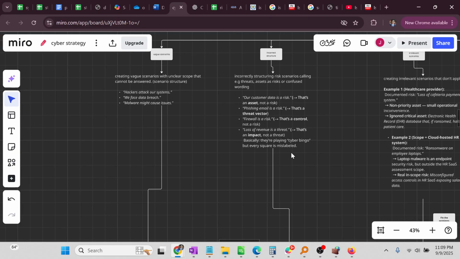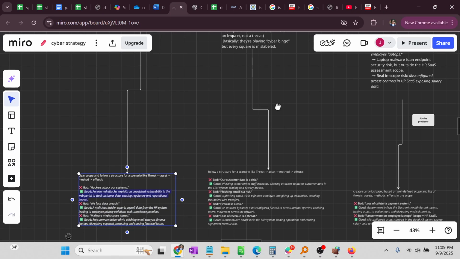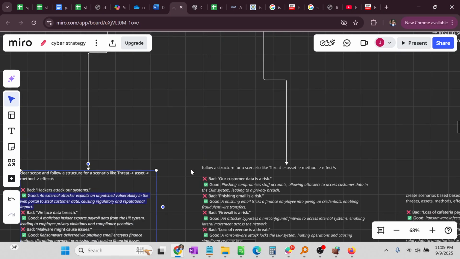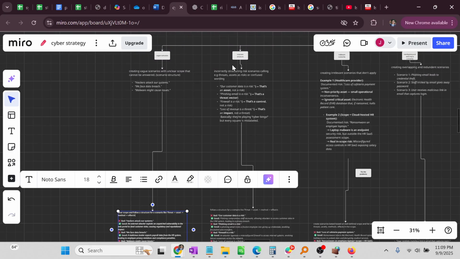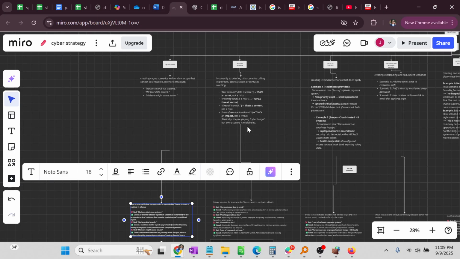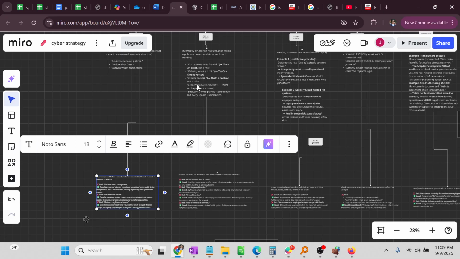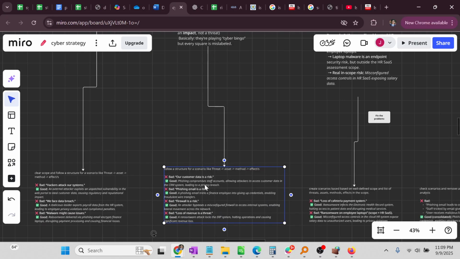So we have another problem of incorrect structure, and I think this one is the same as the previous one. You just make sure that the scope is clear and you follow a structure. When you do that, you make sure that the structure is correct. These problems are very identical, could be the same problem.